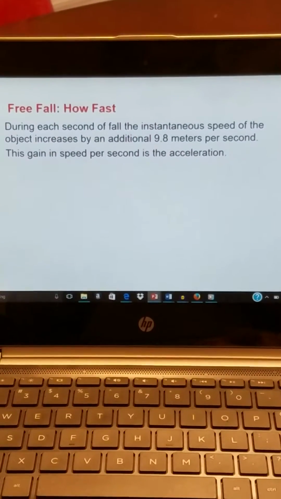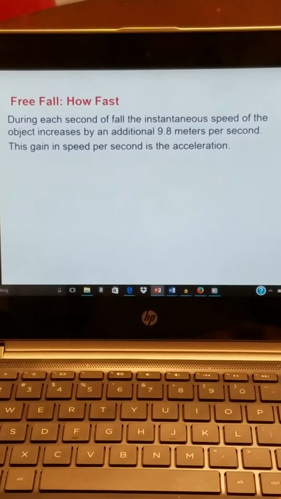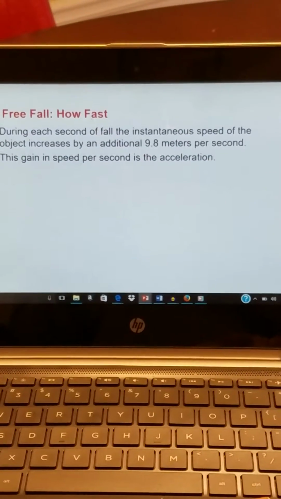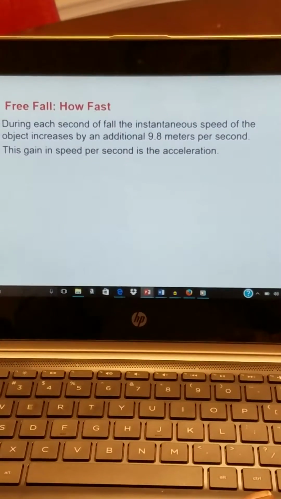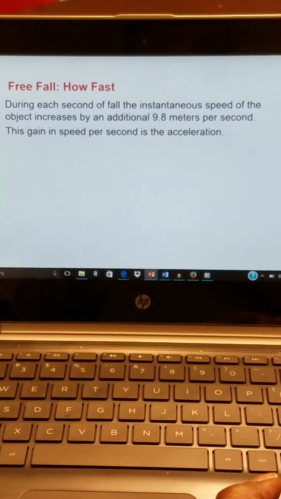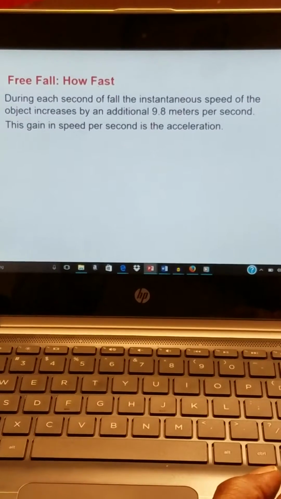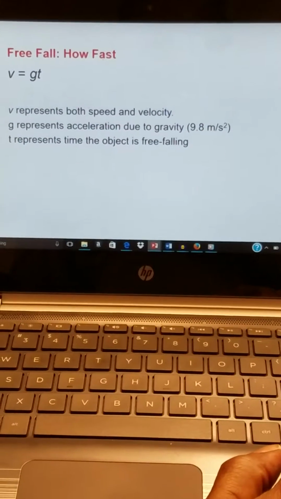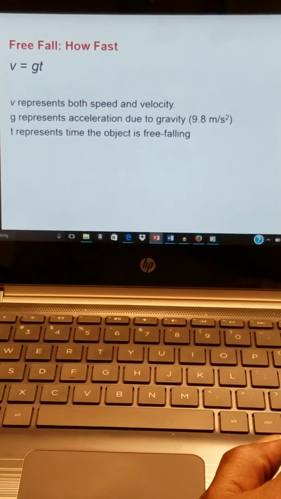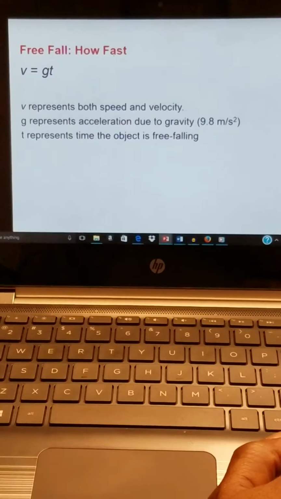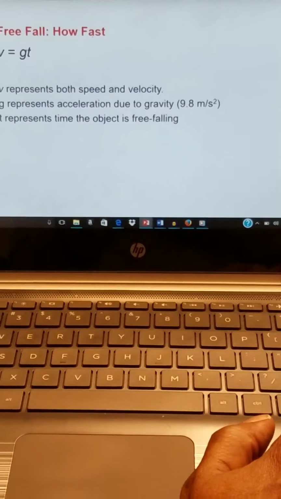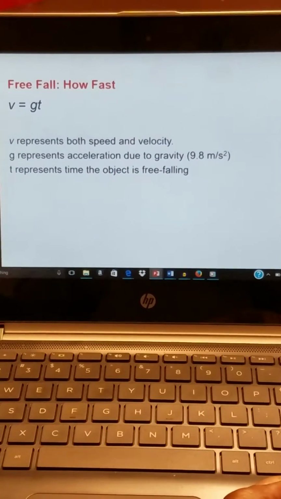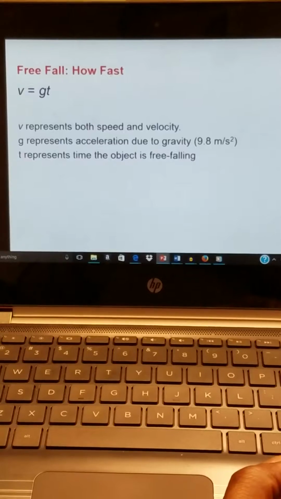How fast does an object fall that is in free fall? Well, if the acceleration is 9.8 meters per second squared, then the object is falling 9.8 meters per second for every second that goes by. What does this mean? This means that we can calculate the free fall velocity by using the equation v equals gt, where v is the velocity or speed, g represents the gravitational acceleration, and t is the time.